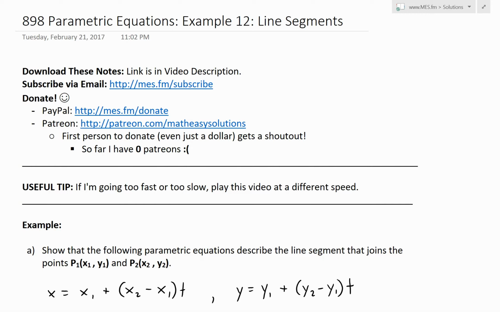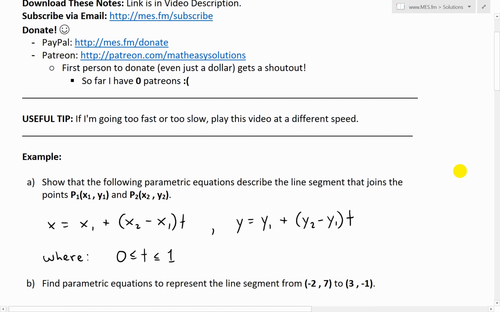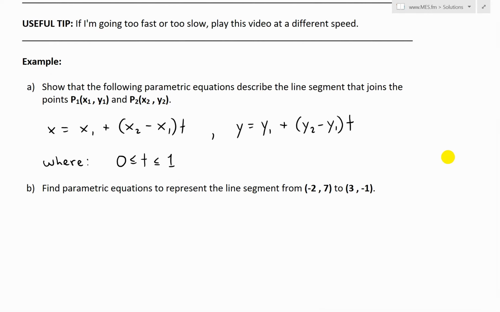Now, let's discuss further into parametric equations and curves and look at example 12 of the example series, which I haven't done in a while. We'll jump into it and go over line segments, which is, I find, a very important and useful example to go over. And that's this example.